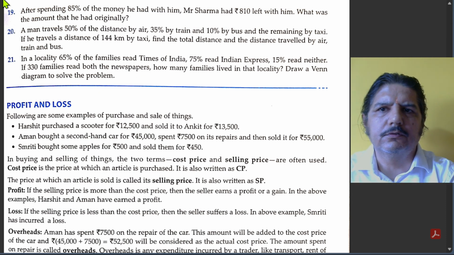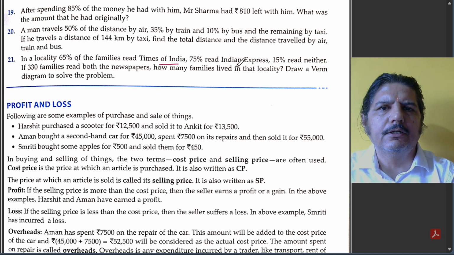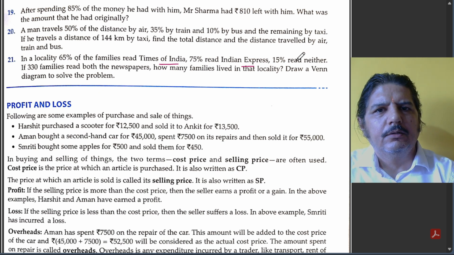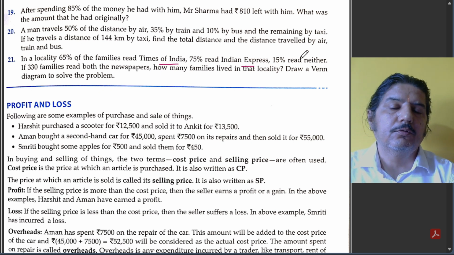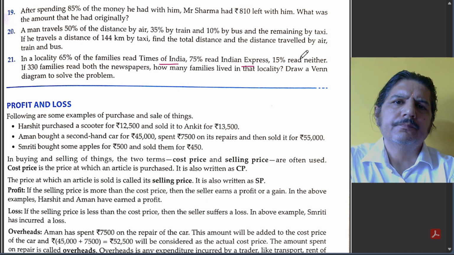In a locality, 65% of the families read Times of India, 75% read Indian Express, 15% read neither. If 30 families read both the newspapers, how many families lived in that locality? Draw a Venn diagram to solve the problem. So, of course, the first thing that you need to understand is what are Venn diagrams. I hope you have done Venn diagrams.